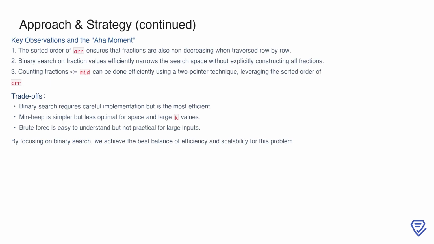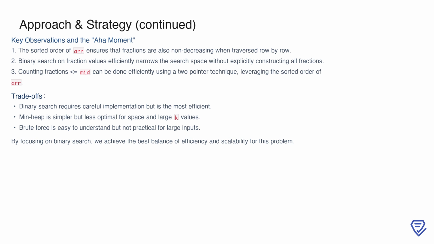There are a few key insights that make the binary search approach particularly powerful. First, the sorted order of ARR ensures that when we traverse fractions row by row, they are also non-decreasing. Second, rather than explicitly constructing all fractions, binary search on the values of the fractions allows us to narrow the search space efficiently. Third, counting how many fractions are less than or equal to a given mid can be done efficiently using a two-pointer technique, which again leverages the sorted nature of ARR. These observations lead to the aha moment. By combining binary search with the sorted properties of ARR, we can solve the problem in a highly efficient and scalable manner.